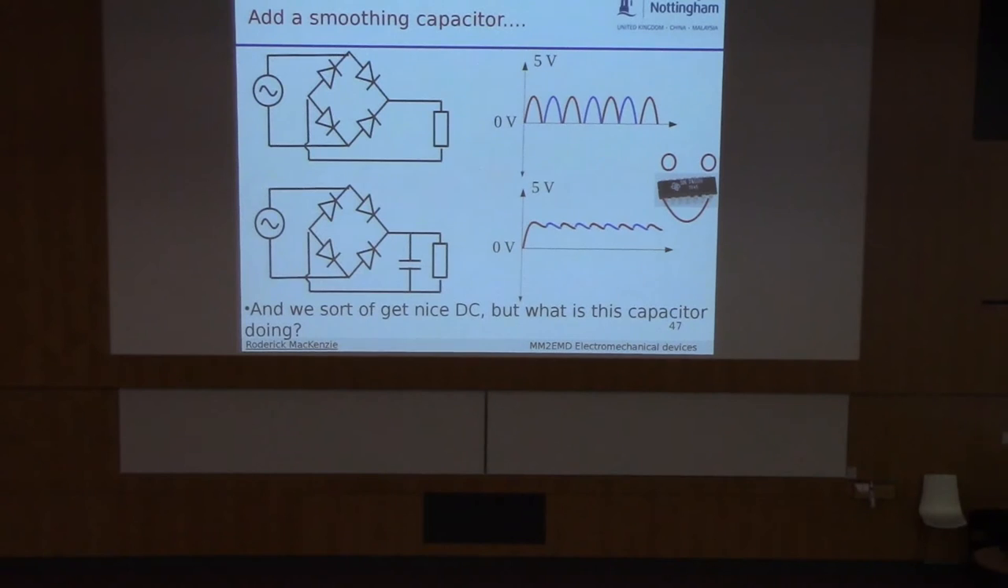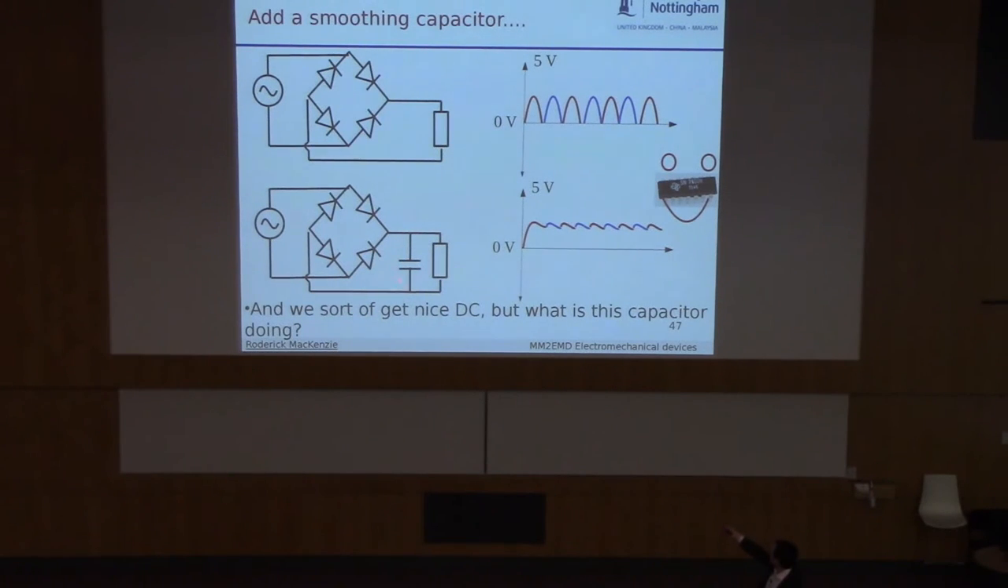So here we've got our full-wave rectified signal. So we've got the signal going on. Now, what happens if we stick a capacitor just at the output of the bridge rectifier? What we can do is we can smooth the load. We can smooth the output waveform a lot.